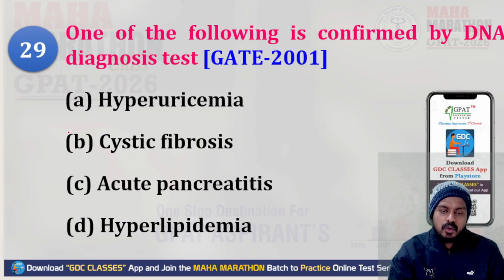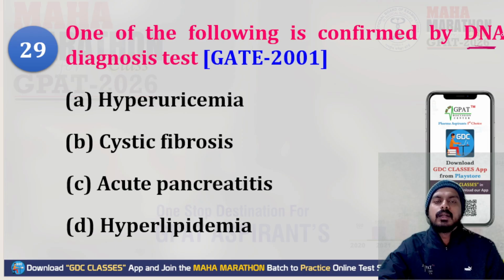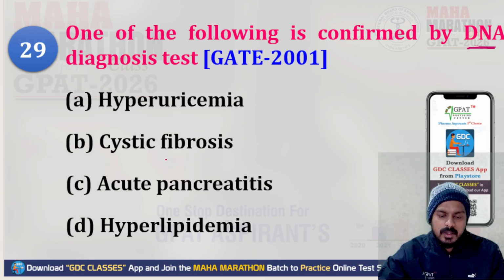Next question. One of the following is confirmed by DNA diagnosis stage. So, in which disease can you detect by DNA diagnosis stage? Hyperuricemia, cystic fibrosis, acute pancreatitis, or hyperlipidemia.